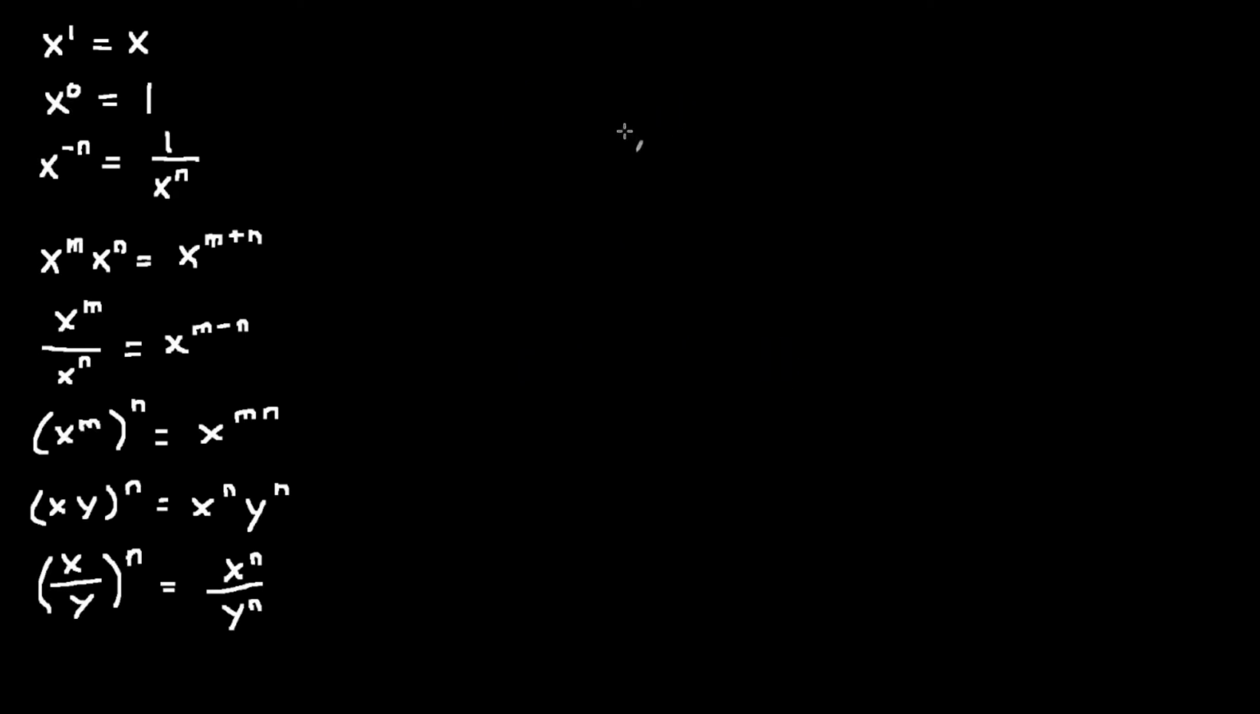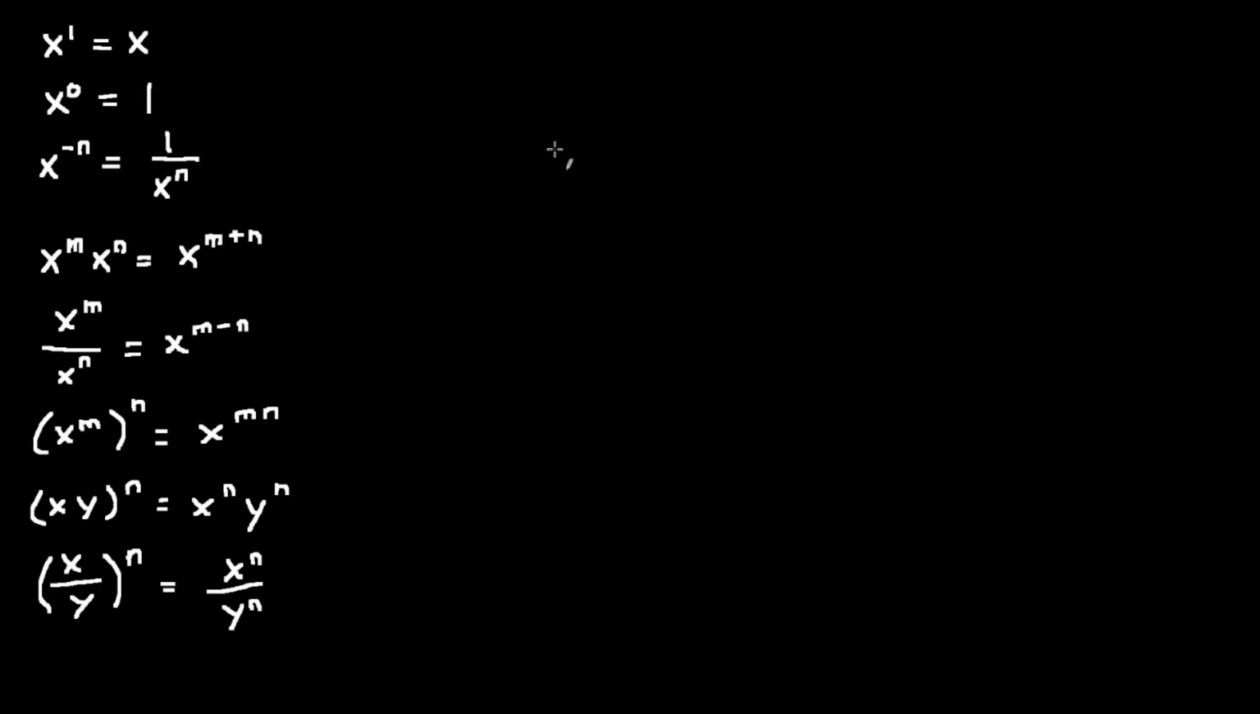Yung pangalawa naman, sabi sa pangalawa is x raised to 0 is equal to 1. Ang ibig sabihin lang nito is any number, kahit anong number na i-raise natin sa 0, ang answer is 1 lang. Halimbawa, let's say 300 raised to 0, equal yan sa 1. Let's say 3 raised to 0, 1 pa rin yan. Kahit anong number, basta ang exponent niya is 0, automatic 1 yung answer.